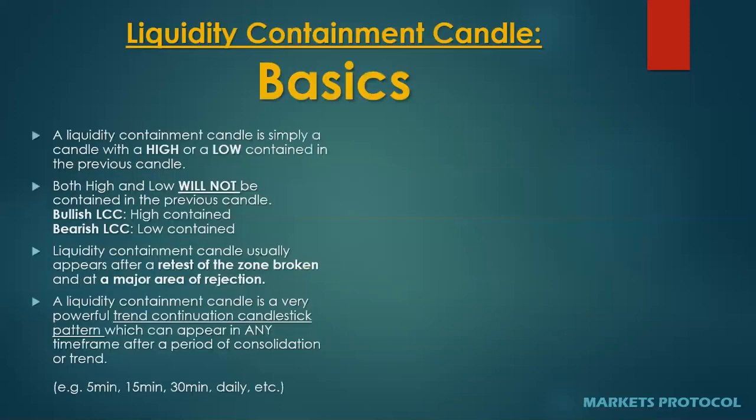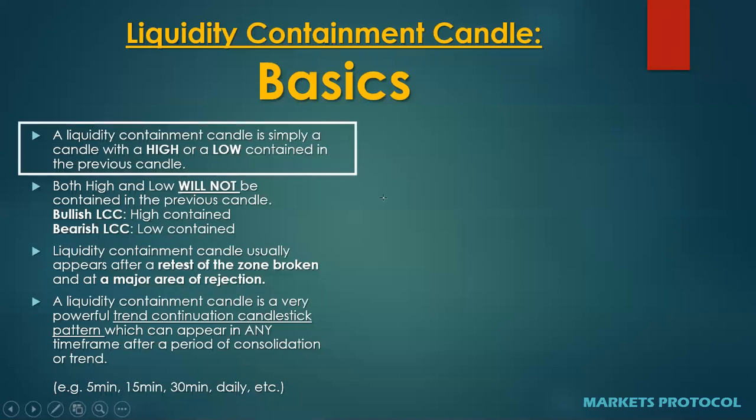First, we're going to start off with the basics of a liquidity containment candle. Let's start with the first point. A liquidity containment candle is simply a candle with a high or a low contained in the previous candle. Unlike the containment candle itself, where the high and the low are contained in the previous one, a liquidity containment candle is a candle where only a high or only a low is contained in the previous candle, depending on the type of trend we have.